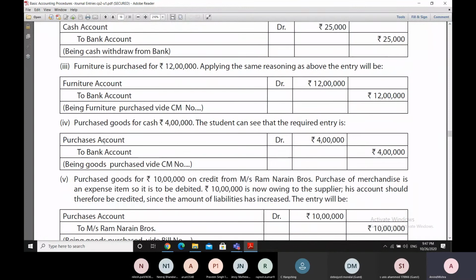In the next example, goods are purchased for cash 4 lakh rupees. So the required entry here is very easy to see. We debit the purchase account. Straight away we are applying the rules which we had arrived at. Bank account is again credited here. Purchase account is debited because purchase is an expense account. And when expense goes up, we debit.